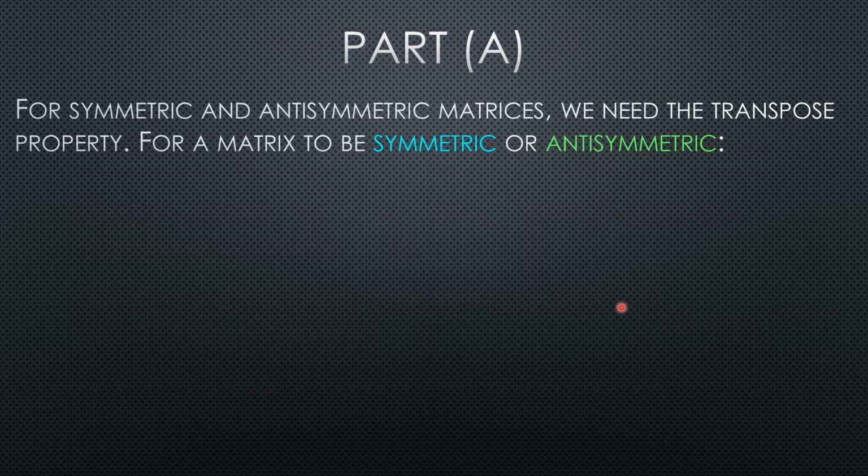Starting with part A. For symmetric and antisymmetric matrices, we need the transpose property, okay? And so for a matrix to be symmetric or antisymmetric, blue or green respectively, we see that if I take the transpose and I get the matrix back, we're symmetric. If I take the transpose and get the negative of the matrix, then it's antisymmetric. We've seen things like this before. We know that cross products are antisymmetric, for example.